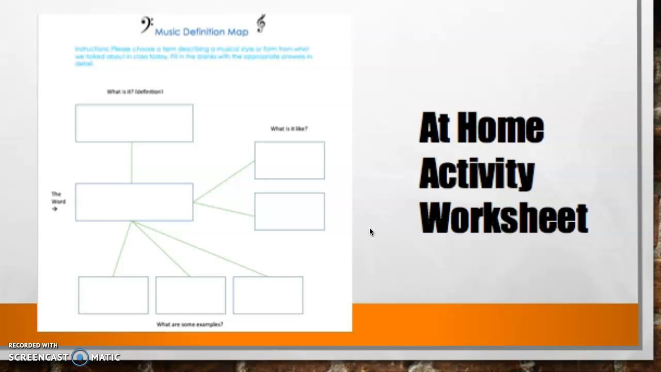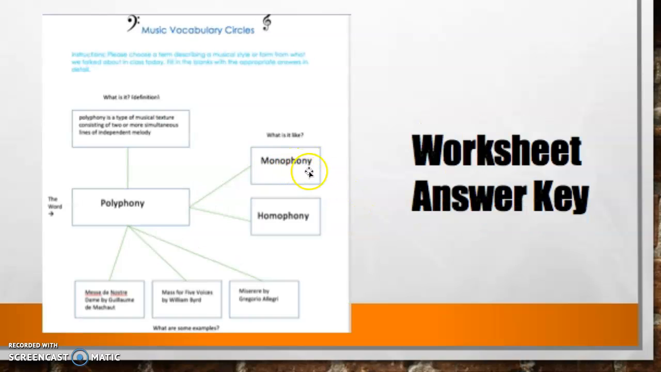So finding an example or a similar concept, such as what I chose was homophony and monophony, which is another form of composition style. And then the idea would be that they could find some examples. So in here, I found examples of polyphony by 3 different composers.